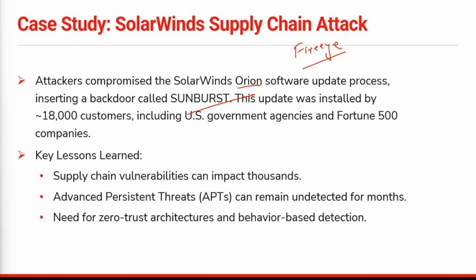Now, what are the lessons learned from it? First thing, supply chain vulnerability can impact thousands. Advanced persistent threats can remain undetected for months. Need for zero trust architecture and behavior based detection. Then, defense in depth is essential. Organizations must implement multiple layers of security controls to prevent and detect sophisticated cyber threats, right?